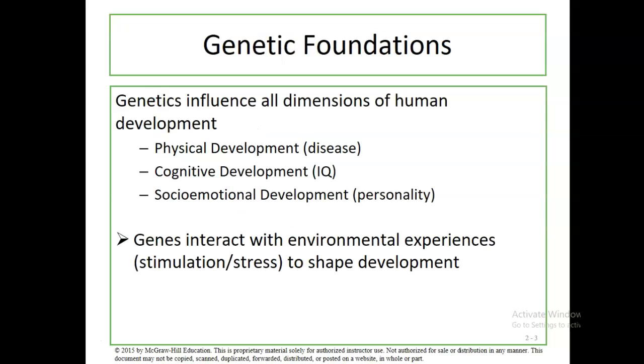Research has established that genetics influence all dimensions of human development, whether it be physical, cognitive, or socio-emotional. We see that disease runs in families. We see that alcoholism runs in families, Alzheimer's disease, cardiovascular issues, diabetes. So there seems to be a strong genetic component to all of these aspects of physical development.